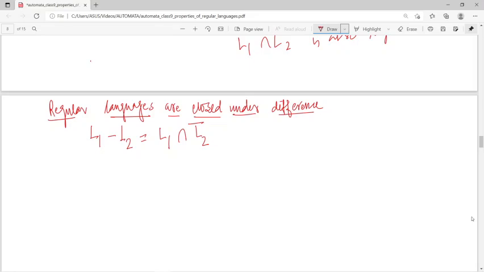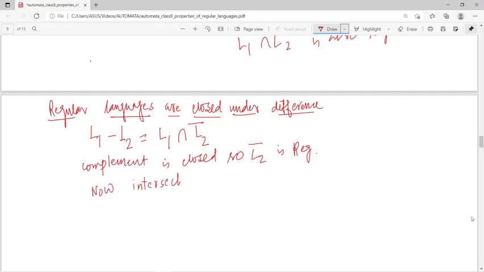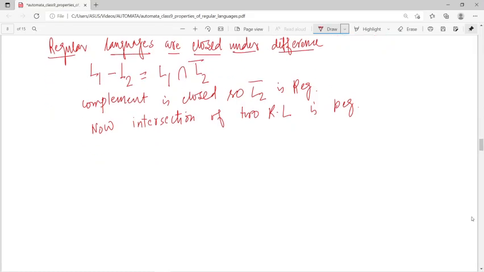So again, complement is closed, so this L2 complement is regular, that we already proved. And for the intersection, in the previous step we already proved that the intersection of two regular languages is regular. So we can say that regular languages are closed under difference. You have to remember the headline if you want to solve some problems.